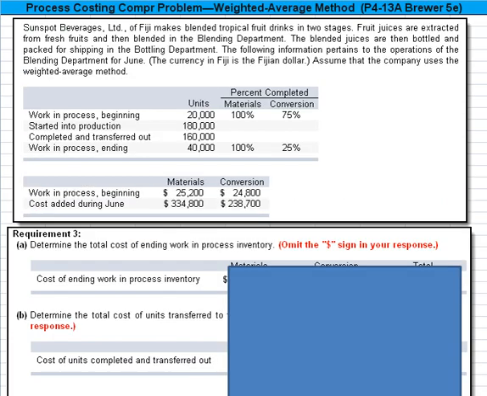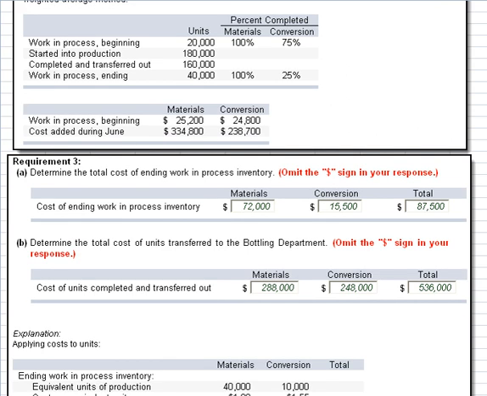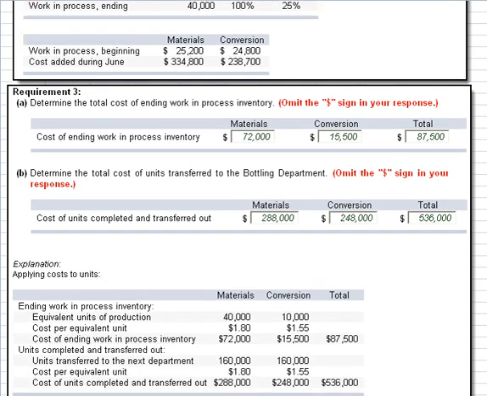Next, we tackle requirement 3, which says determine the total cost of ending work in process, and then determine the total cost of units transferred to the next department. Let me get this out of the way, and we'll illustrate the answers and show how we get them. So let me jump up and hopefully we can see all of the calculations here. You should be able to see that on the screen now.